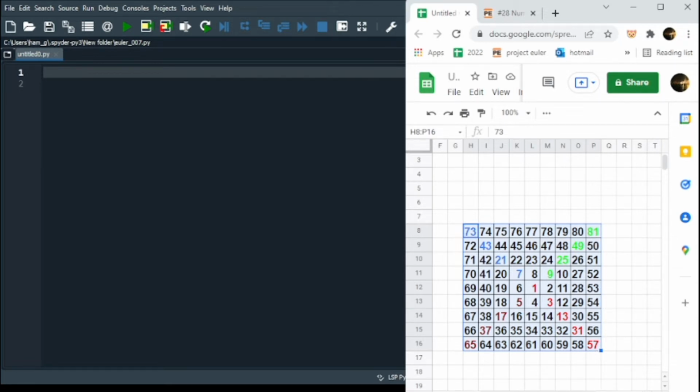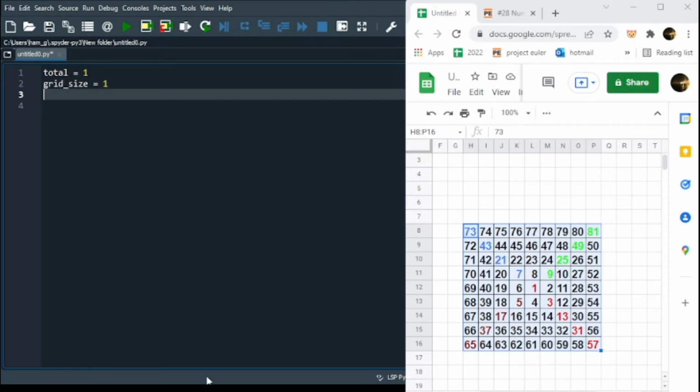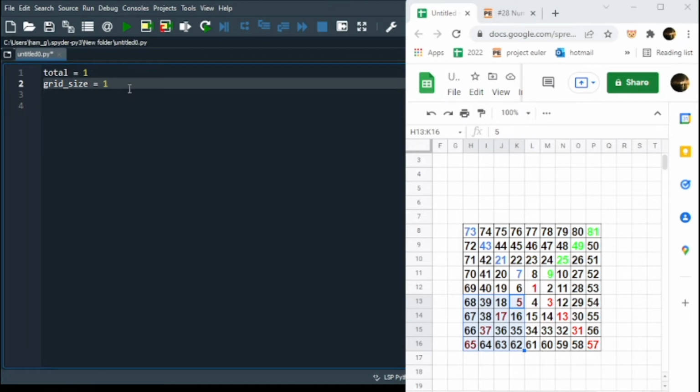So as the grid size increases by 1, the interval length increases by 2. So we're going to code this. We want a total, and we'll start with 1. We want a grid size. The grid size is going to start at 1 and go up to 500, not 1001, because we're counting one way. So we go 1, 2, 3, 4. Here we've counted 4, but the grid is actually 9, so it's 4 plus 1 plus that 4. So the grid size is going to go up to 500, not 1001.